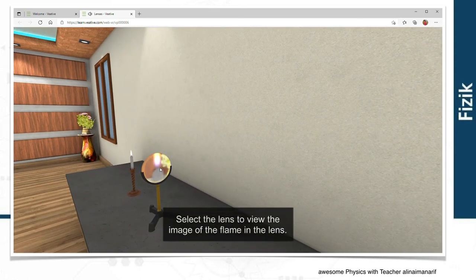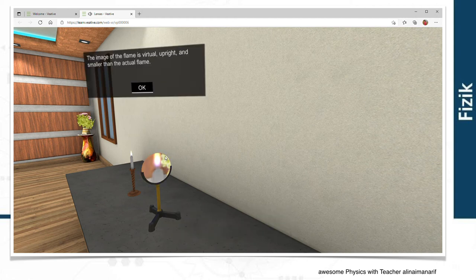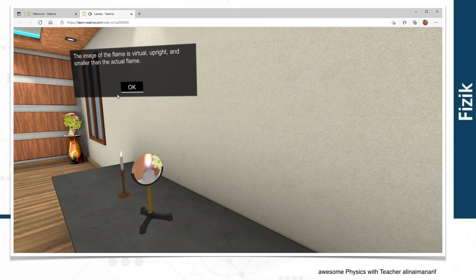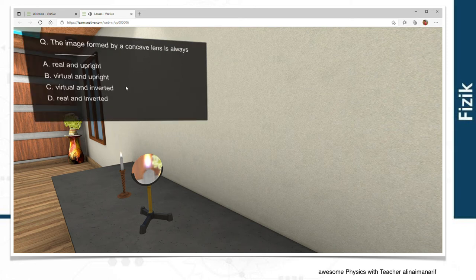I will click the lens. You see the concave lens. The image is in the lens, and when it is virtual, it means it is upright. Upright and smaller than the actual flame. The image produced is virtual here because it is inside the concave lens, upright and smaller than the actual flame. Diminished.